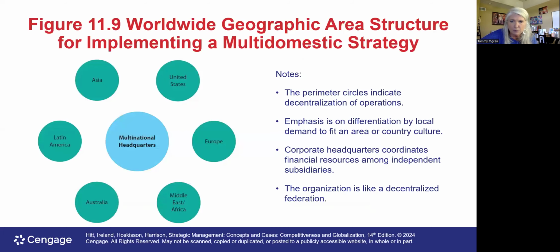So let's look at some examples now of different structures in international strategies. First, we're going to look at a worldwide geographic area structure for implementing a multi-domestic strategy. Although centralization of decision-making authority has been recognized as a means of achieving coordination and control in organizations, some strategies require that local business units or divisions have the flexibility that will enable them to adapt to local market preferences. This can mean that a decentralized structure is needed to provide the flexibility of an organization.